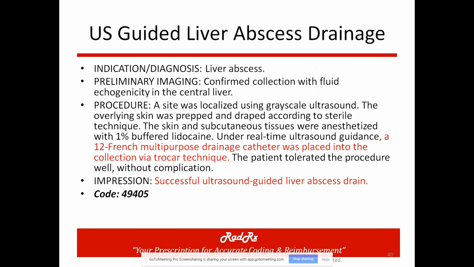So a couple of examples. We have an ultrasound guided liver abscess drainage. In this one, we see that the drainage catheter was placed into the collection, and it says successful ultrasound guided liver abscess drain. So we are draining an abscess of an organ, a visceral organ. So that is 49405.